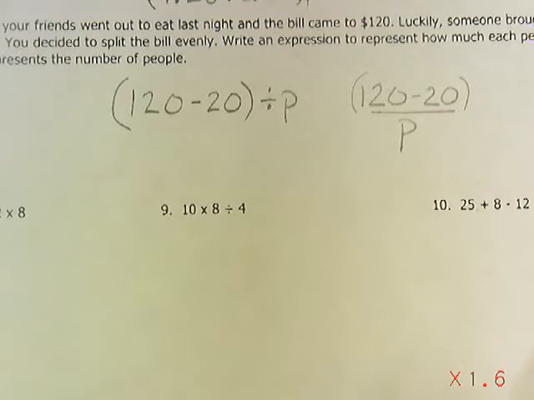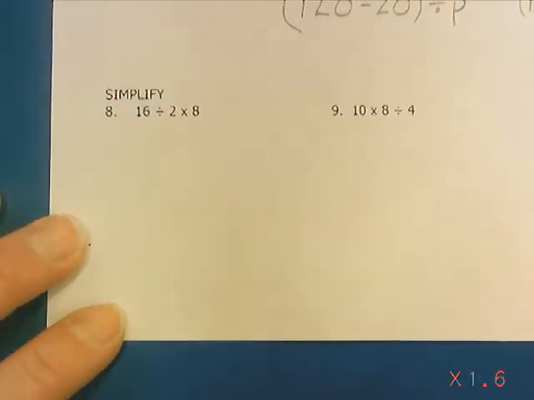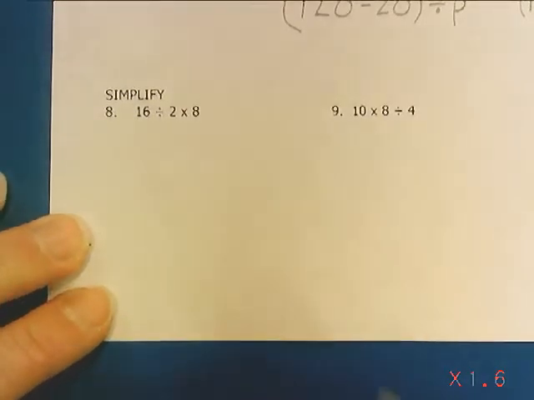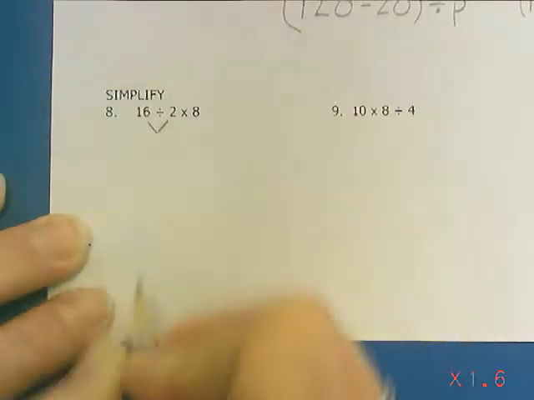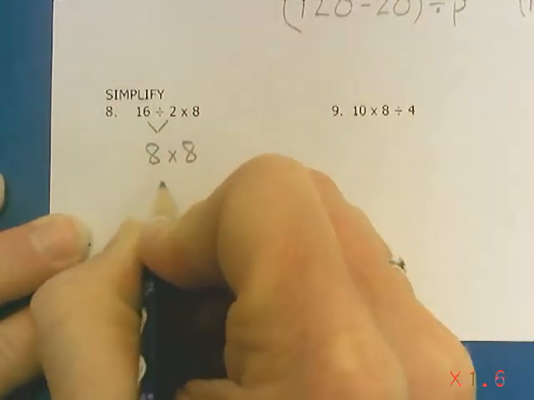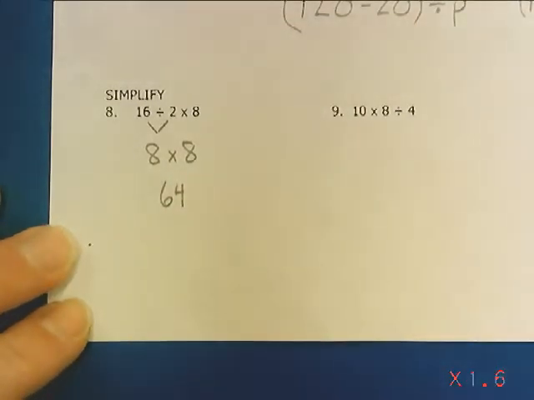All right, on to simplifying with order of operations. Order of operations, the only operations I see here are multiplying and dividing. Those have to happen from left to right. So we are going to do 16 divided by 2 first, which is 8, and then 8 times 8, which is 64. Same for number 9, multiplying and dividing here, we're going to work from left to right.